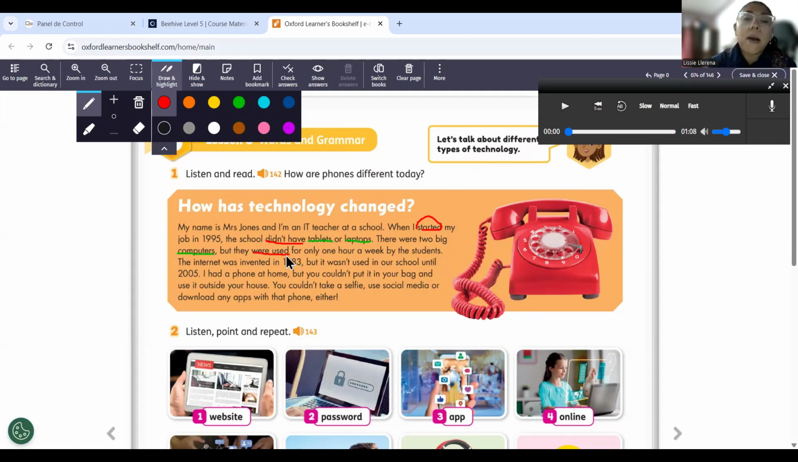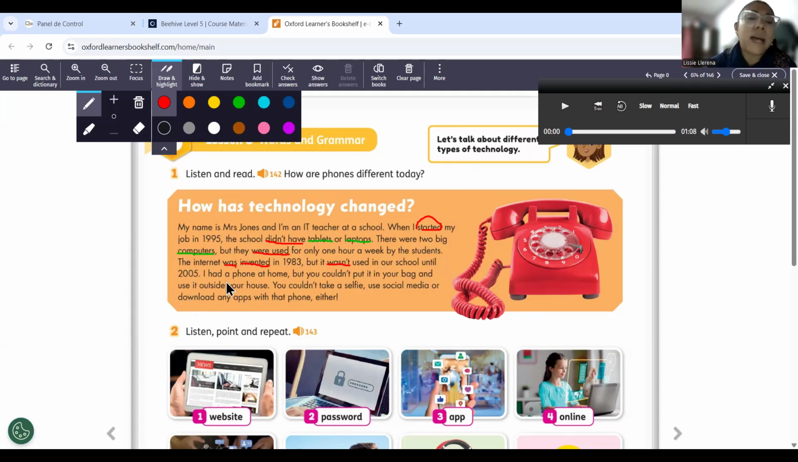Let's see which past of the verb use. For only 1 hour a week by the students. The internet was what? The internet was invented. Was once again the past of the verb to be, and invented is the past of the verb invent. In 1983, but it wasn't, once again past of verb to be. However, it is in negative, right, guys? Excellent.